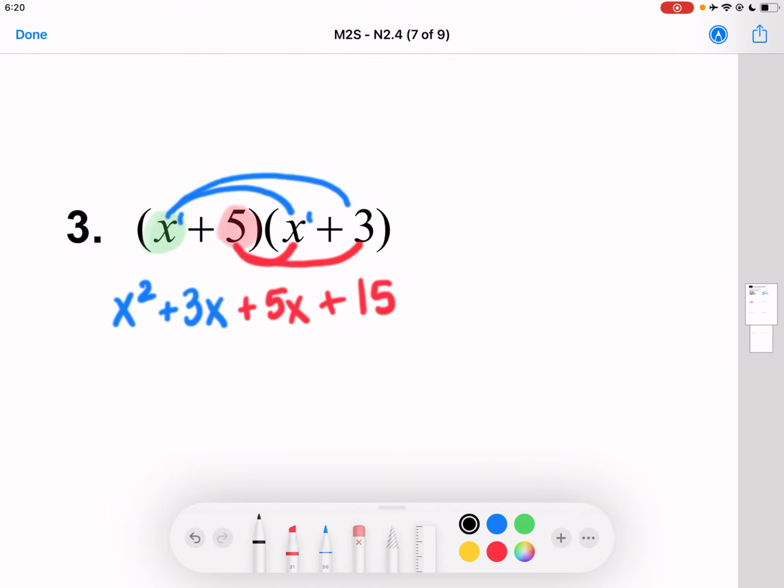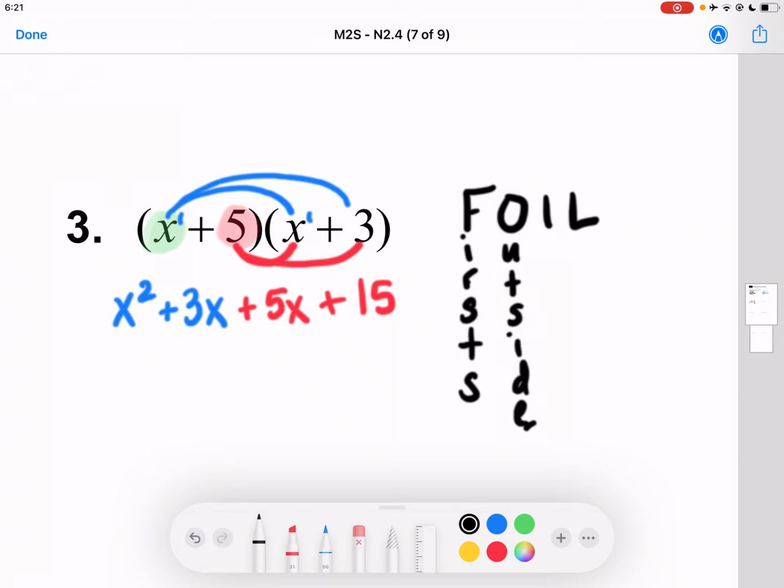about what some people call this method. So it's sometimes referred to as the FOIL method. The F stands for first, or firsts. The O stands for outsides. Inner is the I, and then lasts. And this is what this means. It's a way to remember what you're doing.